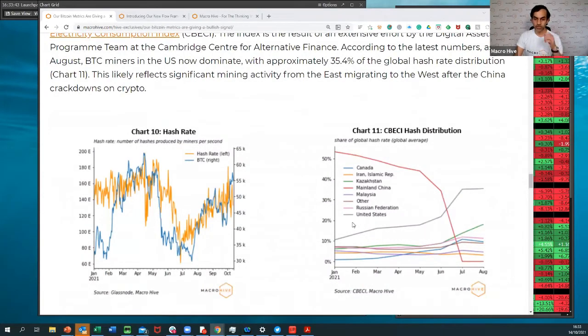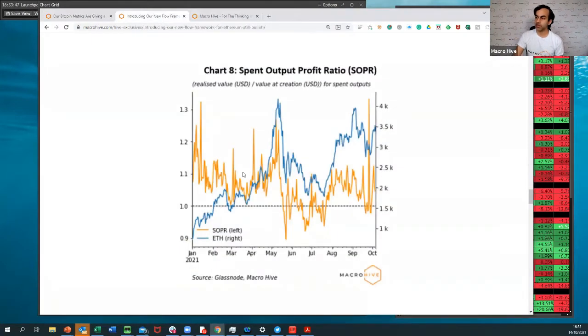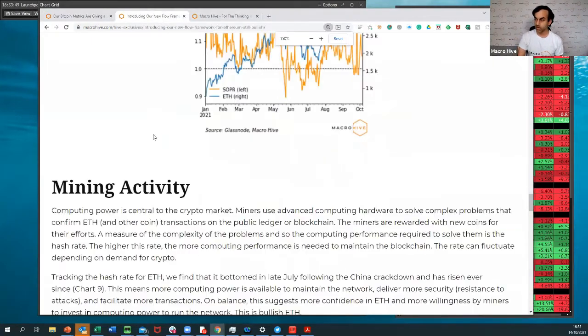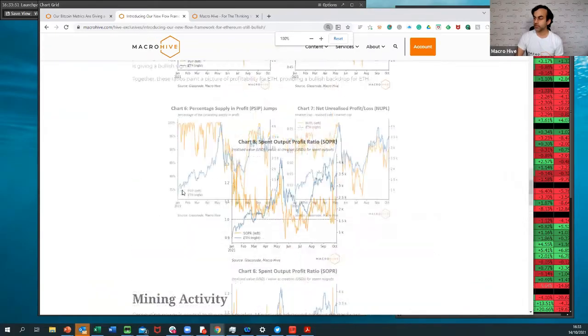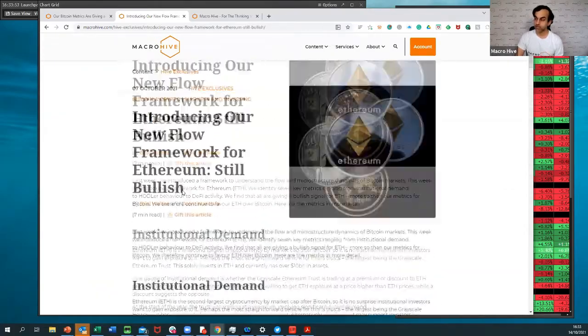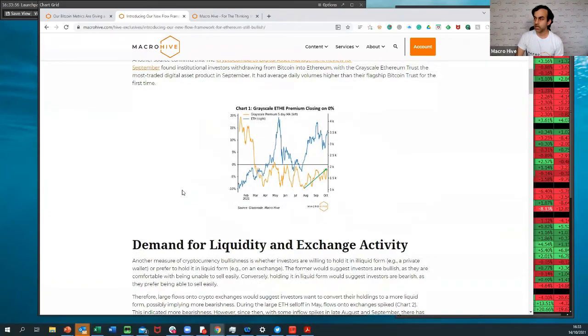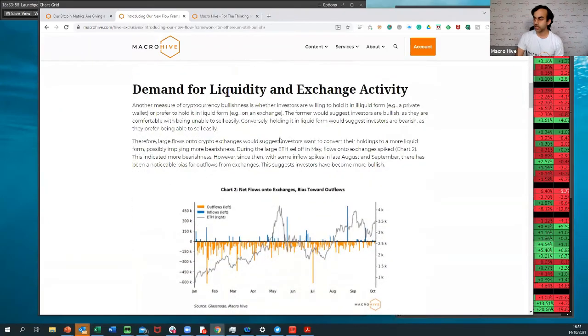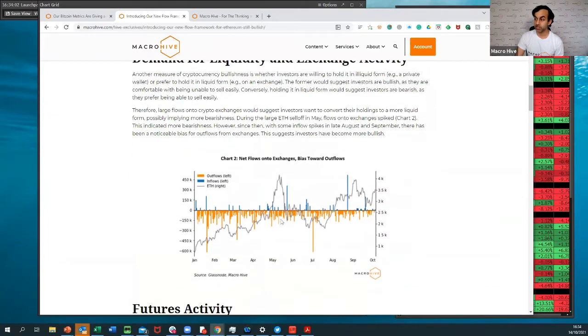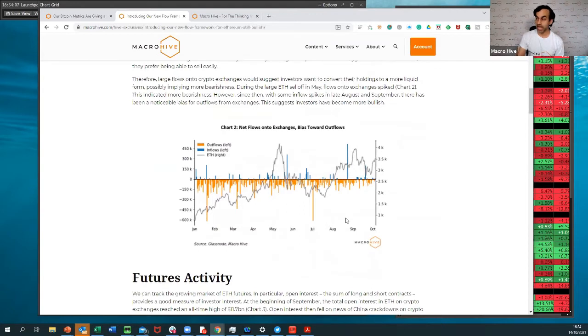And before we go to questions, one thing I did want to flag is we also have the same framework for Ethereum as well. So we look at institutional demand, we look at liquidity flows. For Ethereum, actually, the picture is very positive. There's generally outflows from exchanges, which means that when people buy it on an exchange, they just take it out and put it into a private wallet.